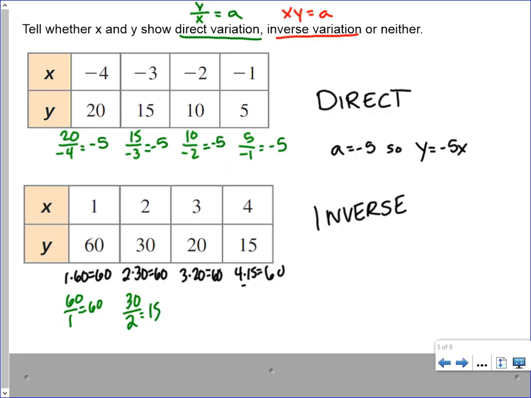not constant, right? If one divides to be 60 and one divides to be 15, it's not direct variation. Okay? So you might not always know right away, but really, these are the only two things you have to check in a table. Multiply the x's and y's, divide the x's and y's, and then be able to say which one it is if you get a constant.